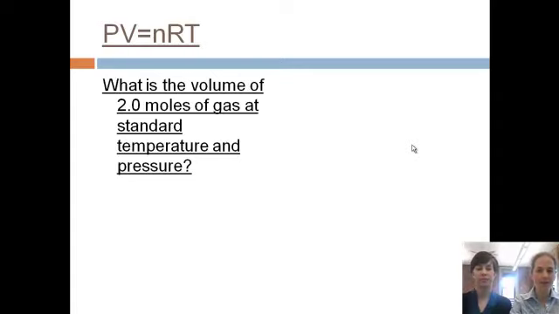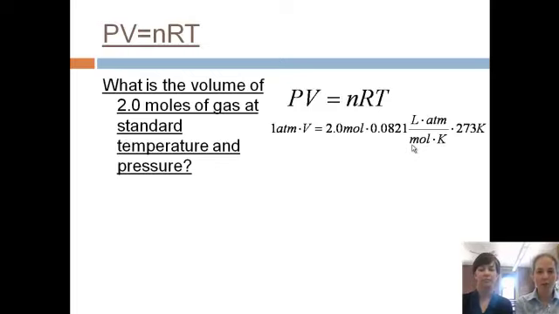Since the conditions in this problem aren't changing, we're going to use the ideal gas law, PV equals nRT. We're going to take this equation and plug in the values from the problem. Our pressure at STP is 1 atmosphere. We don't know what the volume is, that's what we're trying to find out. We plug in 2 moles for N. We plug in 0.0821 liters times atmospheres over moles times Kelvin, because that's the value we always use for R. And we multiply that times 273 Kelvin, which is the temperature at STP.